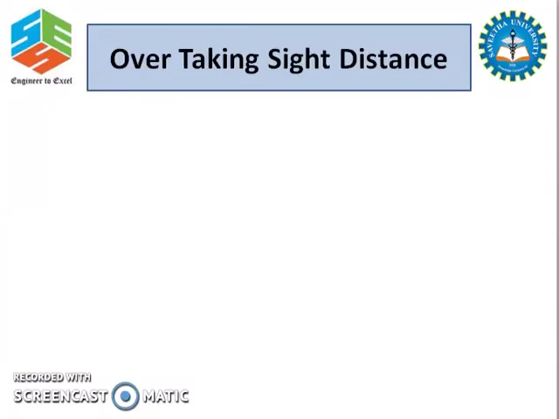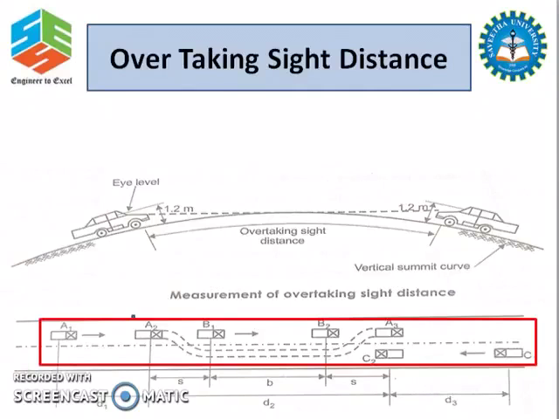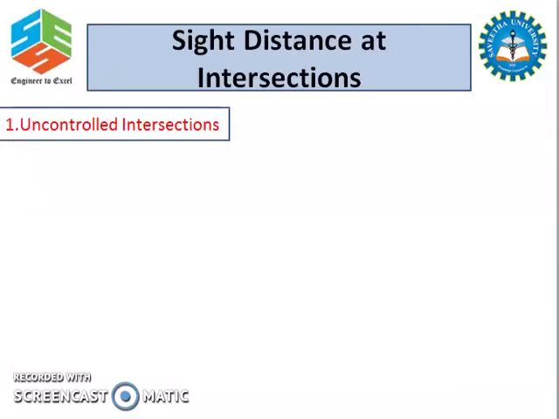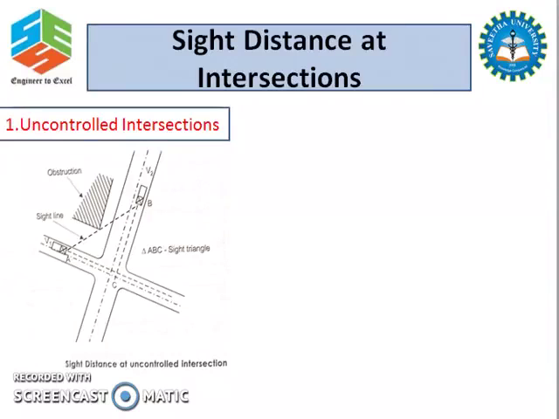Overtaking sight distance is the minimum sight distance that should be available for a driver to overtake another vehicle safely on a two-way road. Sight distance at intersections: intersections are grouped into two categories, uncontrolled intersections and priority intersections. Uncontrolled intersections are those where the intersecting roads are all of more or less equal importance.